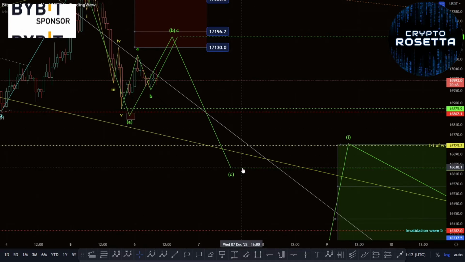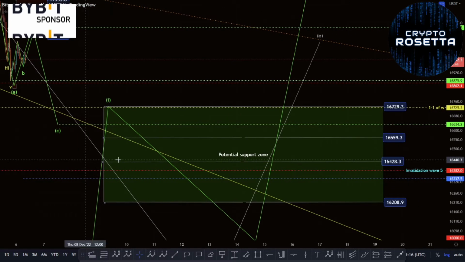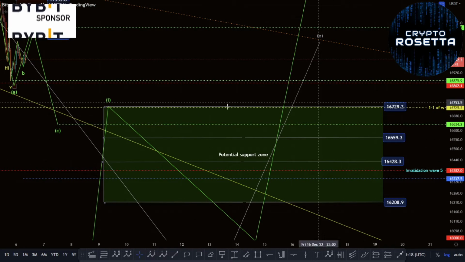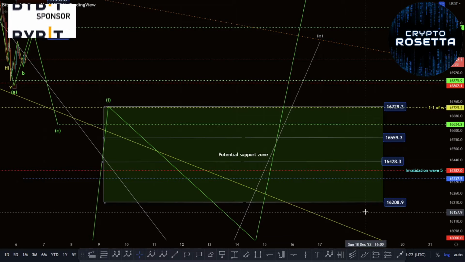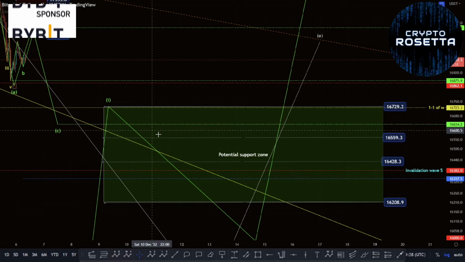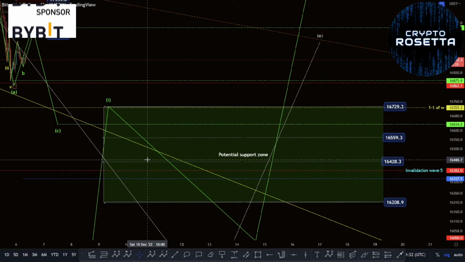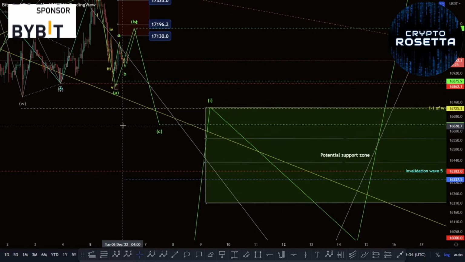could be a completed ABC. So that would also tie in quite nicely with the support zone here, the 16,729 to 16,208. We're in between this 0.5 retracement and 0.618 retracement currently. It could look to move slightly lower and hit the 618. That would be the ideal support zone.